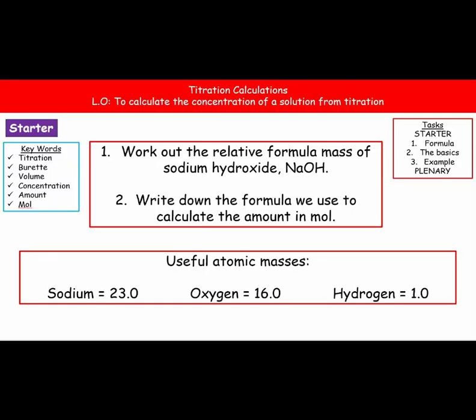What we're going to be doing in our triple chemistry lesson this morning is having a look at titration calculations. So the end goal is to be able to calculate the concentration of a solution from the results of a titration. To start us off, what we've got are a couple of questions.